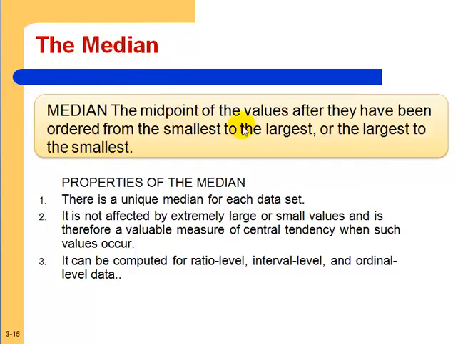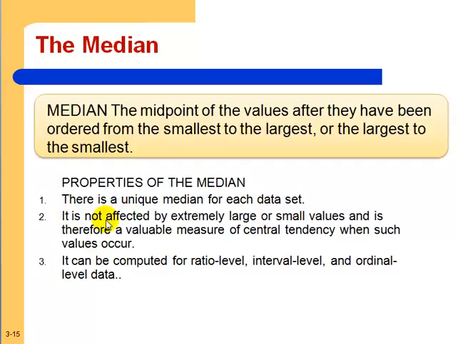The median is the midpoint of the values after they have been ordered from smallest to largest, or largest to smallest. So remember, if we want to find the median of a group of data, first we need to rank them from smallest to largest, or largest to smallest. Now the properties of the median. First, there is a unique median for each data set. That means there is only one median for a group of data.